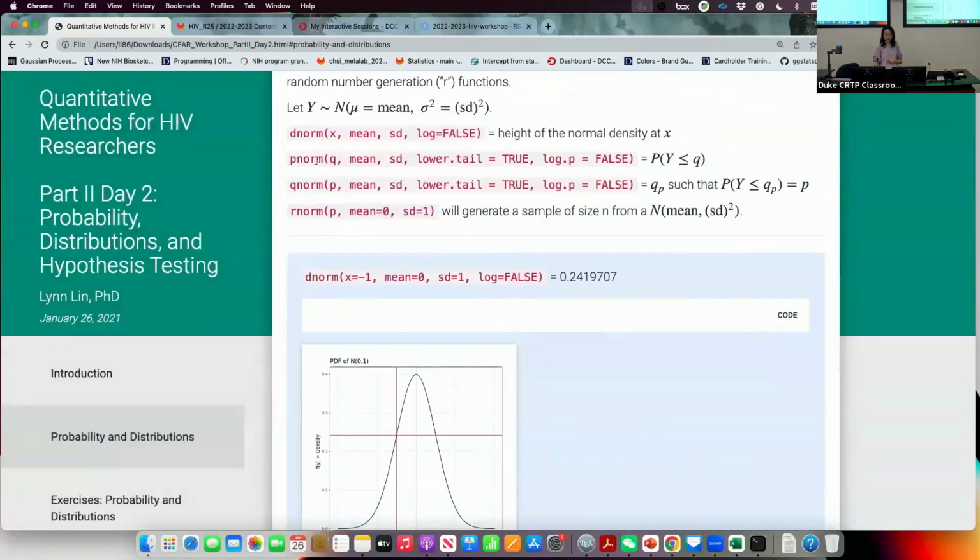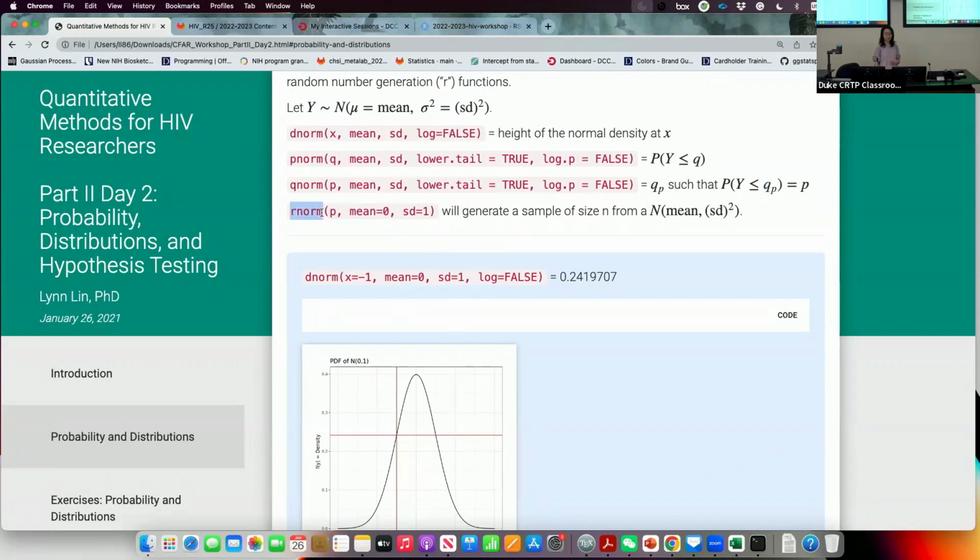And the P norm actually gives you the probability, right? What's the probability of y smaller than or equal to q? For example, what's the probability of y smaller than or equal to 15? So here you type q equals 15, and this gives you the probability. And the Q norm gives you the cutoff point. So specify, for example, p equals 0.25, which is the 25th percentile. What's the cutoff point for that? So Q norm gives you this number.